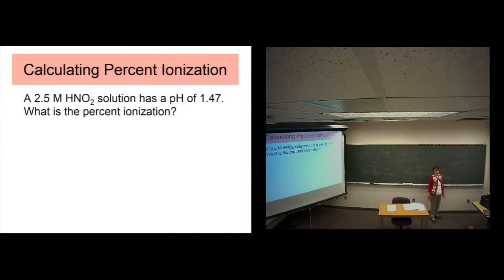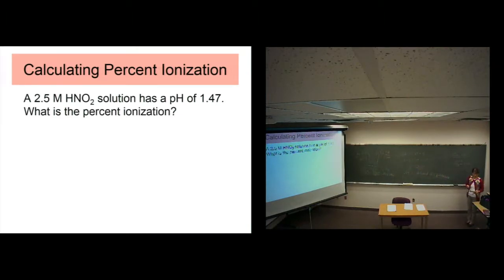Okay, so my initial concentration, that's the what? 2.5? Did you guys find the hydrogen ion concentration from the pH? Yeah. Okay, let's put that up here. 0.0339, something like that, times 100. All right, so what'd you guys get for percent? 1.36%. Okay, so we can find the percent ionization? Yeah, so easy. So easy today.